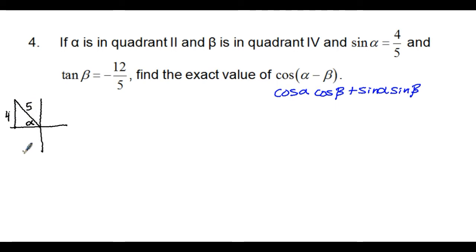4/5. So again, use the Pythagorean theorem or your Pythagorean triples, and you know that this side will be 3, and it's going backwards, so it's a negative.